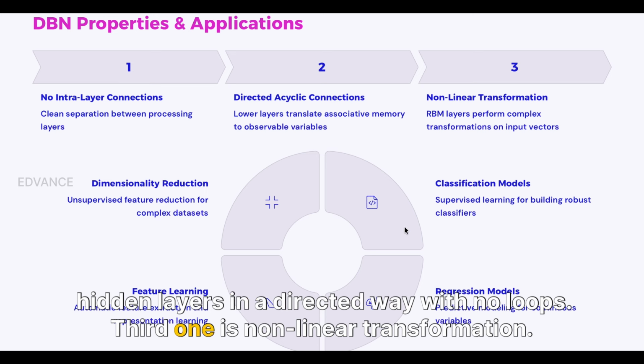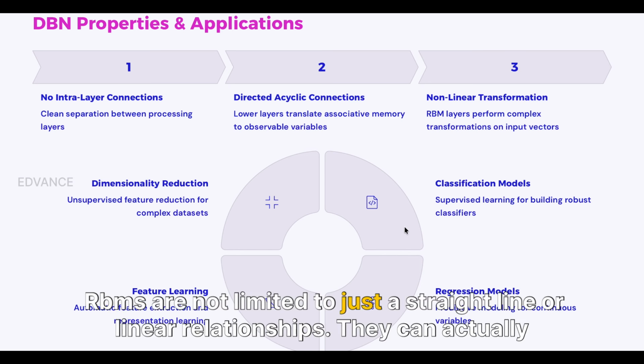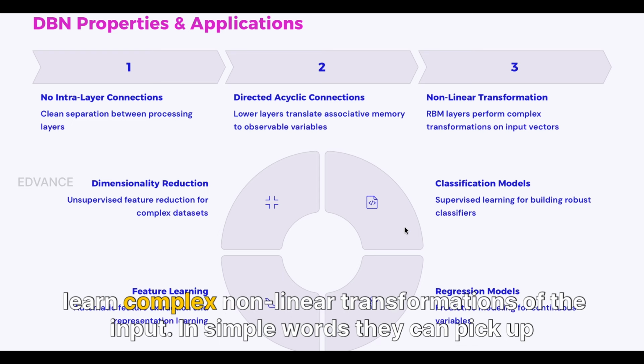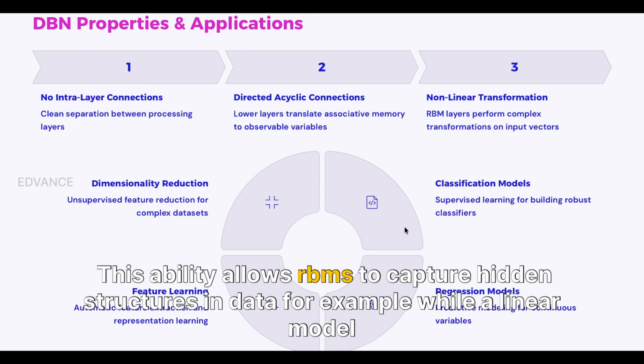Third one is non-linear transformation. RBMs are not limited to just straight line or linear relationships. They can actually learn complex non-linear transformations of the input. In simple words, they can pick up hidden patterns in the data that a normal linear model would completely miss. This ability allows RBMs to capture hidden structures in data.